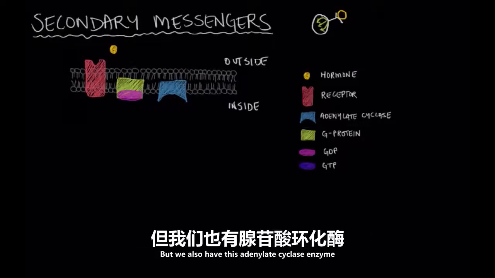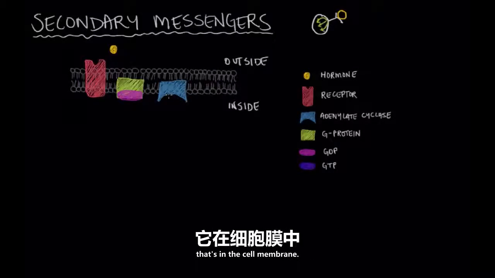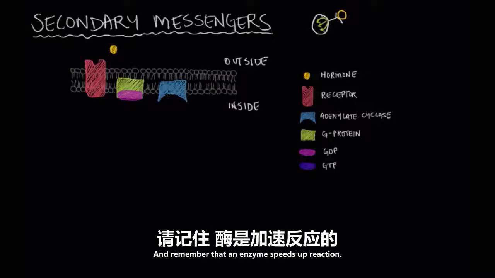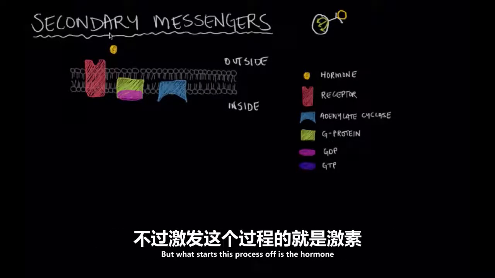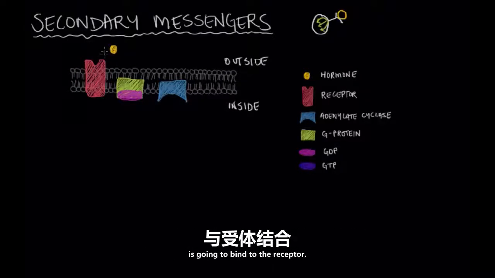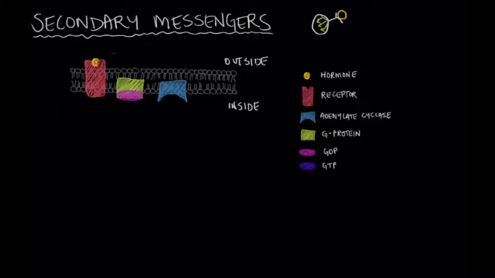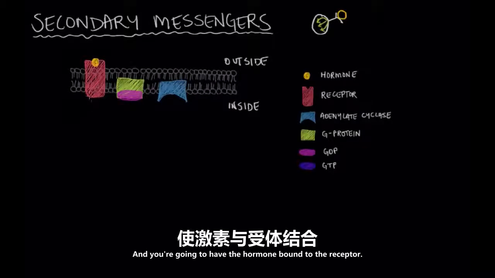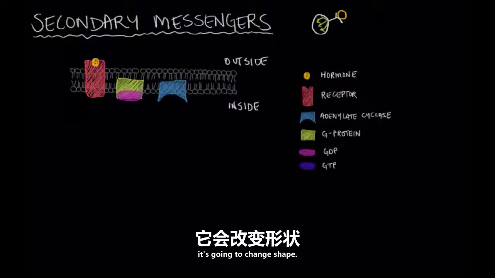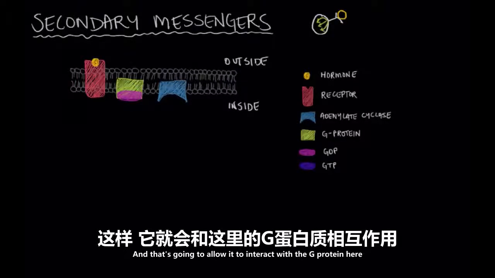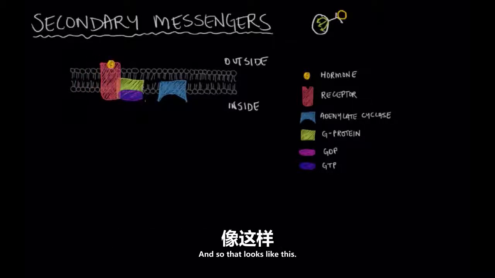But we also have this adenylate cyclase enzyme that's in the cell membrane, and remember that an enzyme speeds up reactions, so we're going to see how adenylate cyclase speeds up a reaction. But what starts this process off is the hormone is going to bind to the receptor, so it's going to look like that, and you're going to have the hormone bound to the receptor. Once that hormone binds to the receptor, it's going to change shape, and that's going to allow it to interact with the G protein here, and so that looks like this.